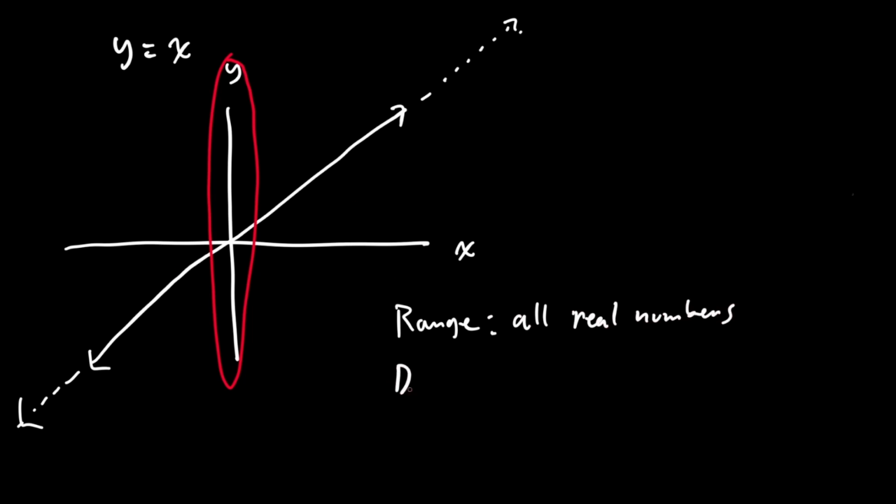Similarly, if we look at the domain of this graph, we can see that it goes through all the possible x values, since this graph covers all of them. So in this case, the domain is also all real numbers.